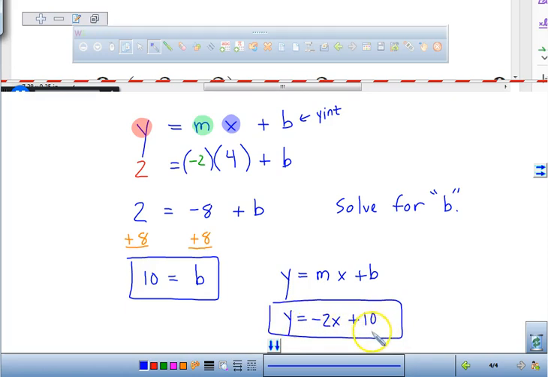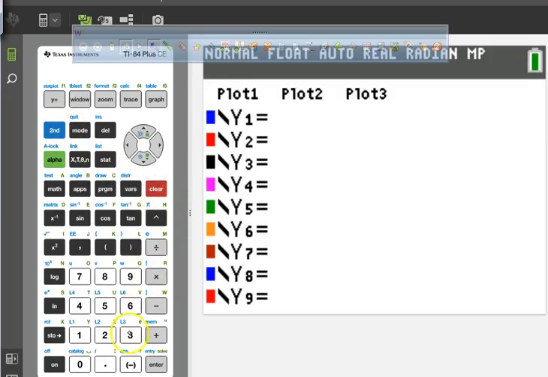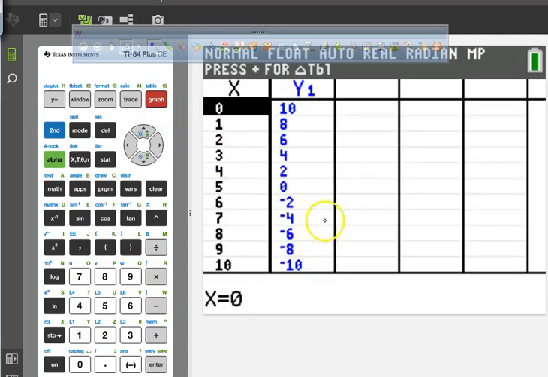Now what I'd also like you to do is take y equals negative 2x plus 10 and type it in your y equals. We're going to go y equals, and type in negative 2x plus 10. And we're going to check our table. Negative 2x plus 10. We're going to check our table.